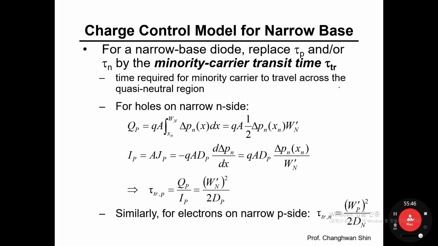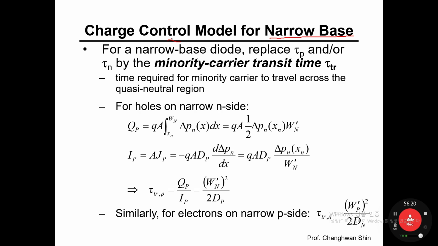So what if the length of the base becomes very narrow? Then what would happen? Remember, the excess carrier concentration has been modeled with the exponential term, but for a given narrow base PN diode, the excess carrier concentration distribution can be linearly modeled. That was the key idea, or key difference from the long base PN diode.